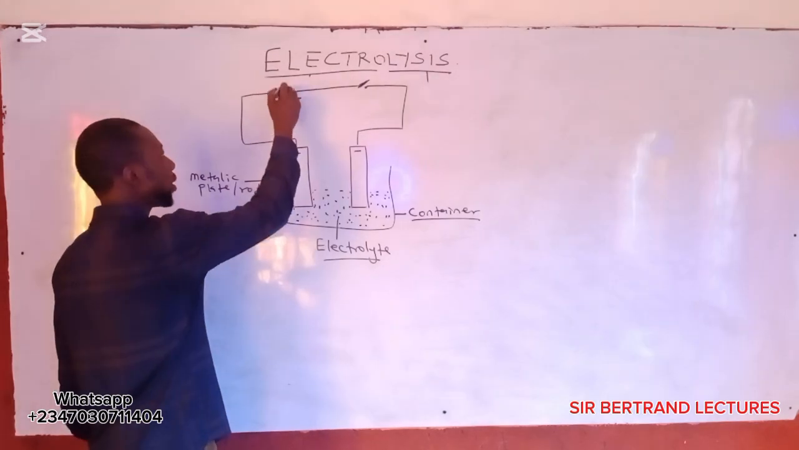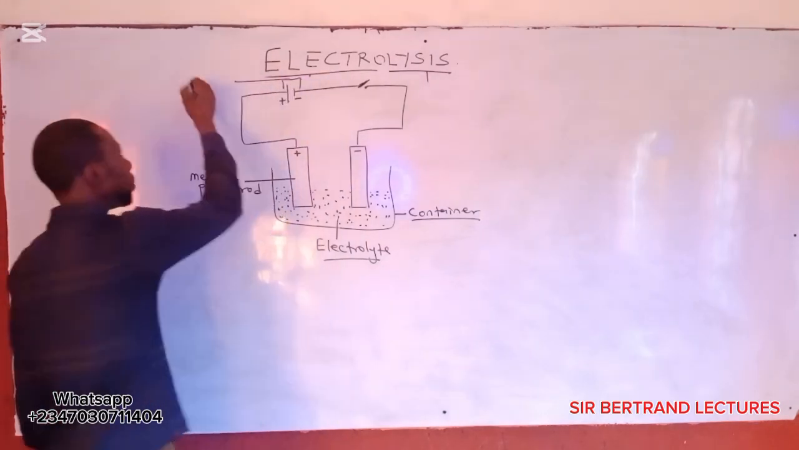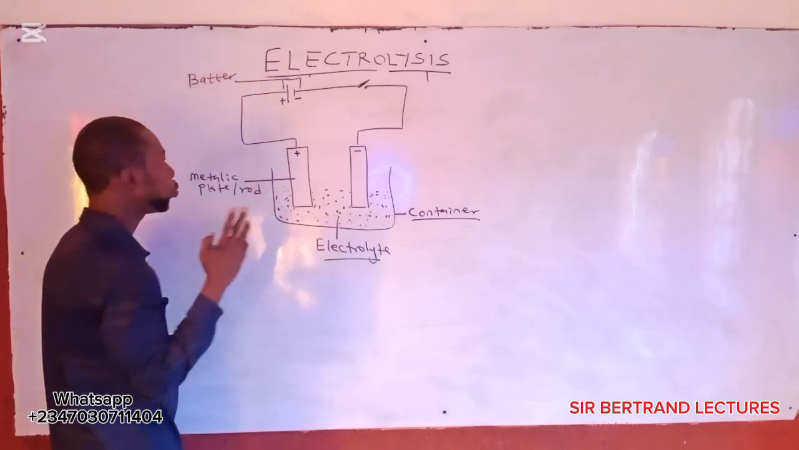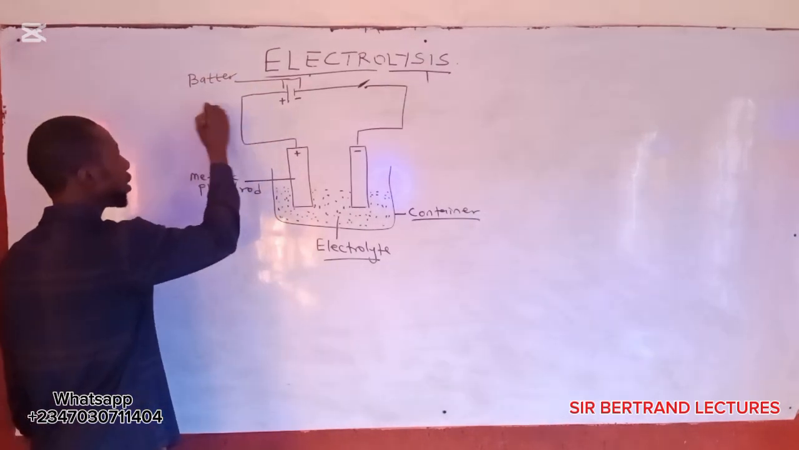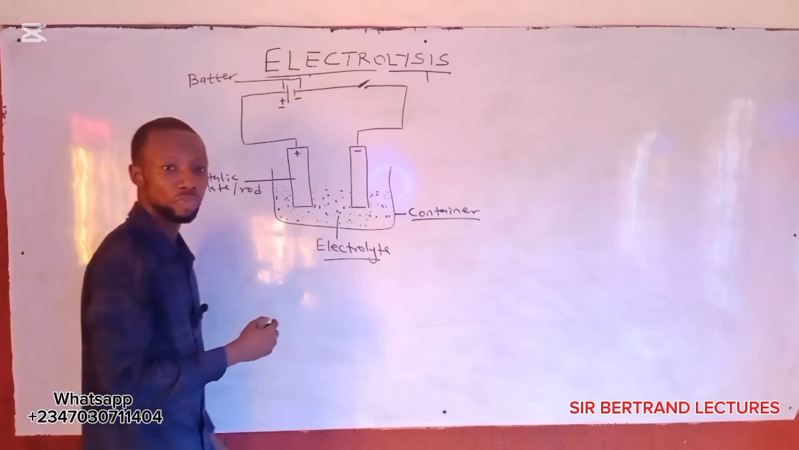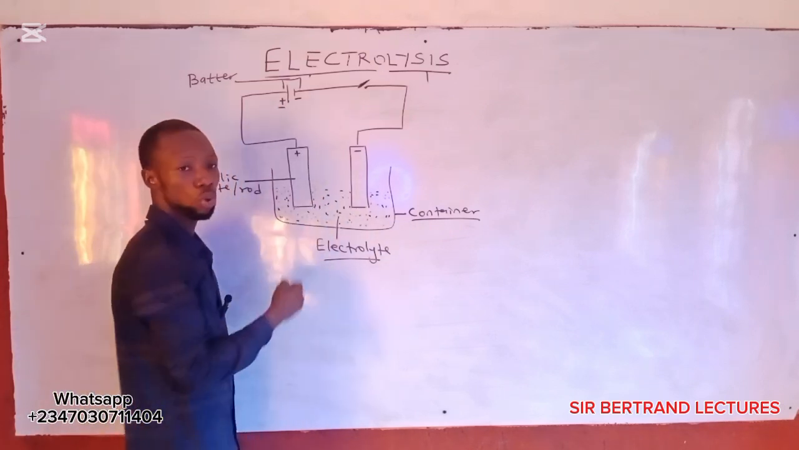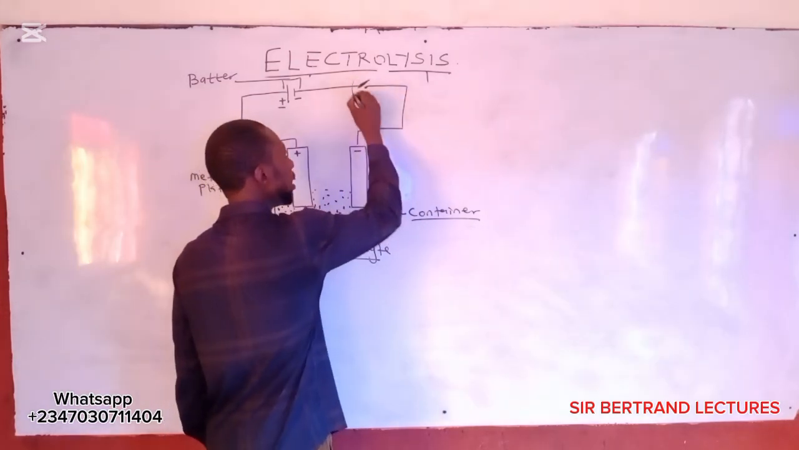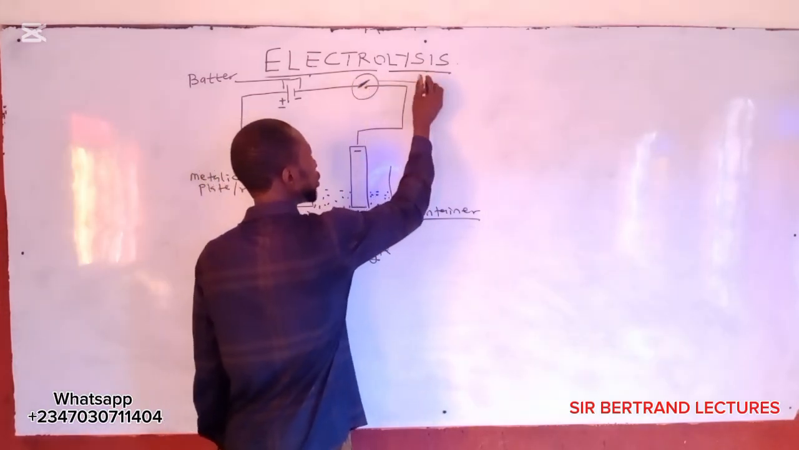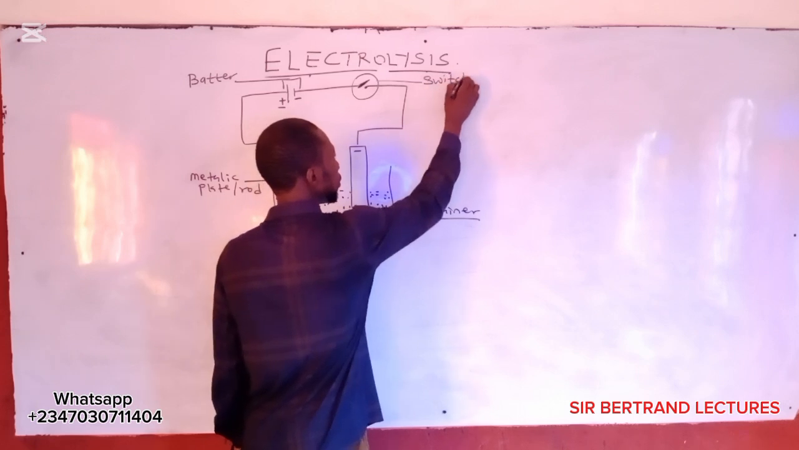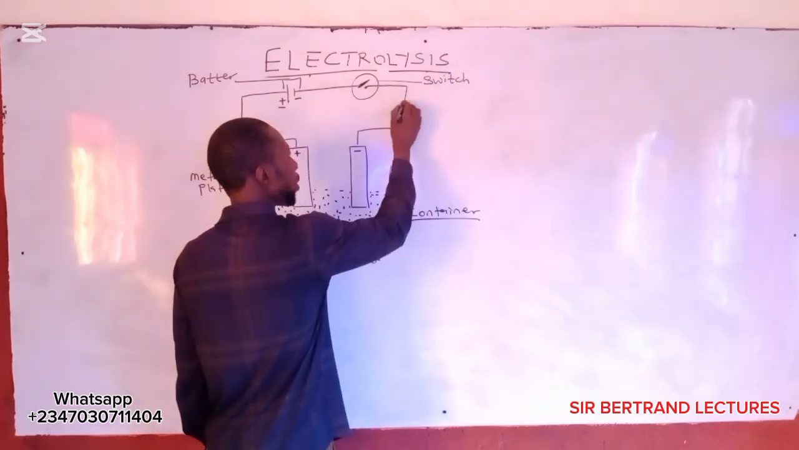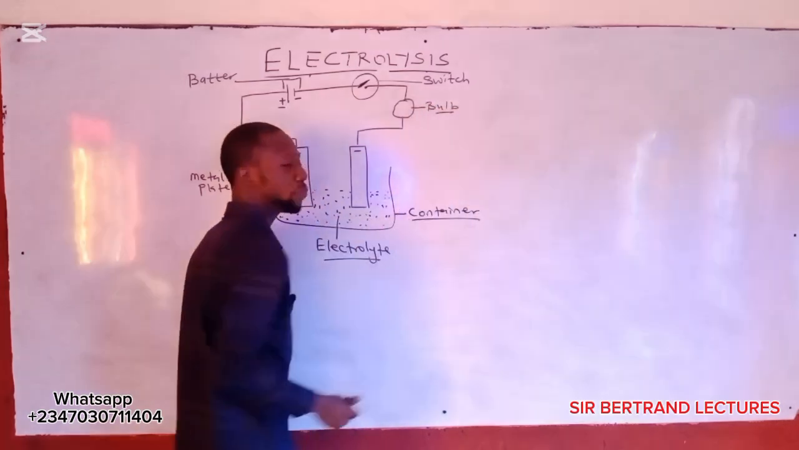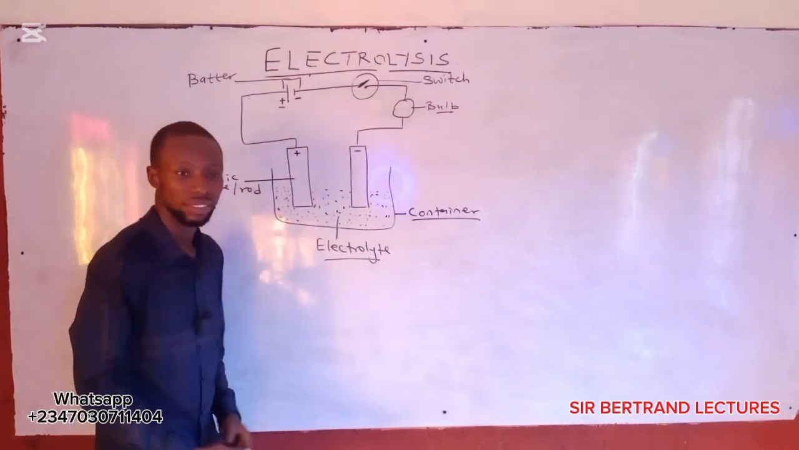Then here is the battery. The battery has two poles. This is the positive pole of the battery and this is the negative pole of the battery. Then this here is a switch. Then here we have our bulb, which is used if you want to test an electrolyte.